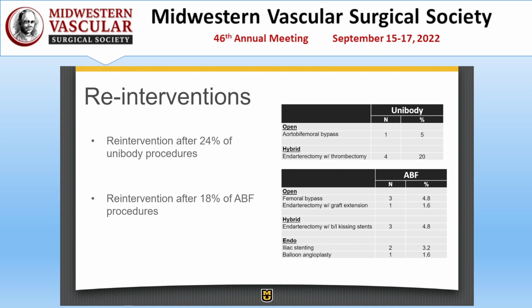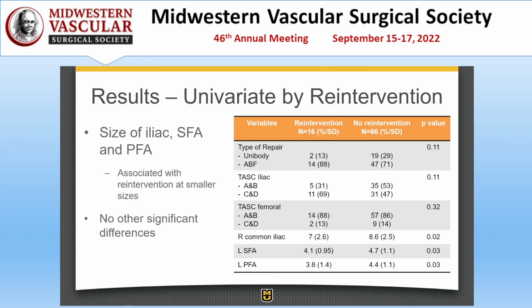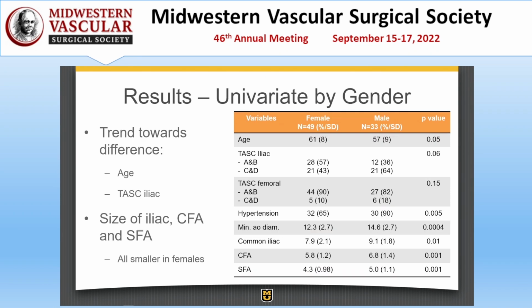Illustrated here are the types of reinterventions that these patient groups received. 24% of our unibody procedures required a form of reintervention, compared to 18% of our ABF procedures. When we look at our cohort split by patients that required a reintervention versus those that did not, we find smaller iliac, SFA, and PFA artery sizes associated with our reintervention group compared to our non-reintervention group.